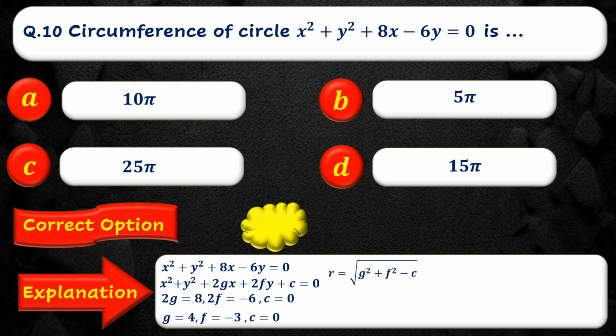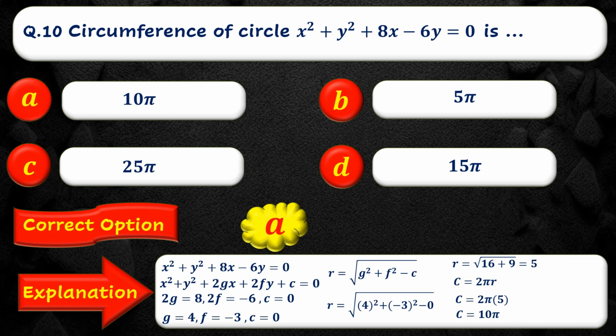The radius of circle is square root of g square plus f square minus c. We replace values of g, f and c in it and we get r to be 5. We know that the circumference of a circle is given as 2 pi r. Here we replace value of r to be 5 and we get C is equal to 10 pi. Therefore correct option is option A.